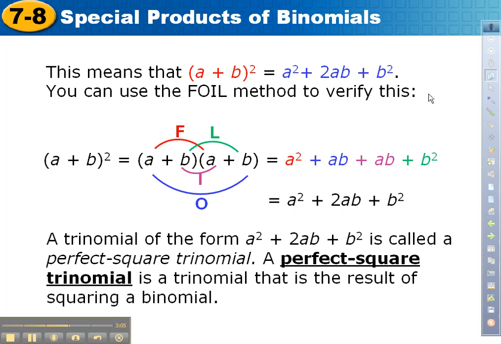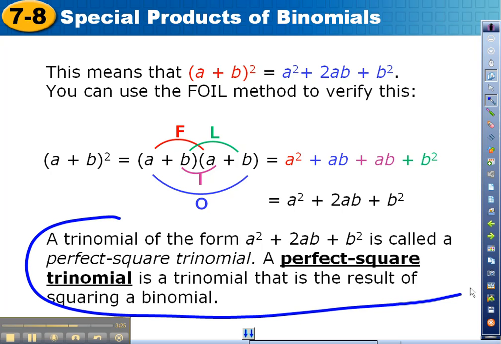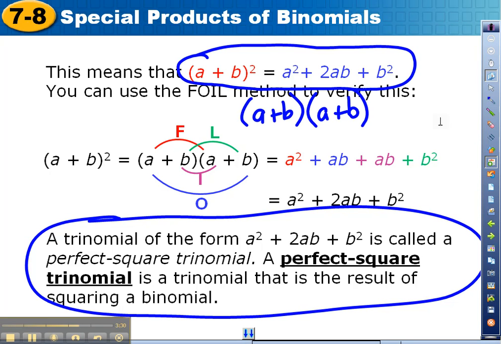A trinomial of the form a squared plus 2ab plus b squared is called a perfect square trinomial. A perfect square trinomial is a trinomial that is the result of squaring a binomial. I'm going to stop the video here so you can put this in your notes. Okay.